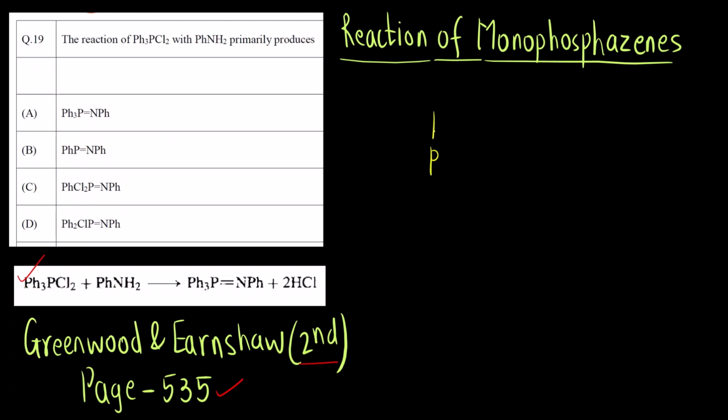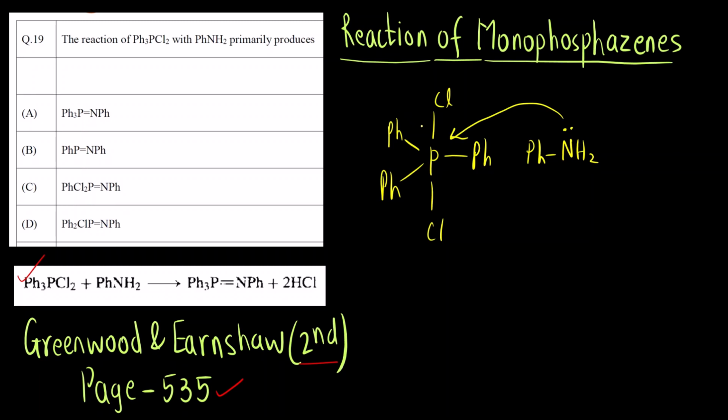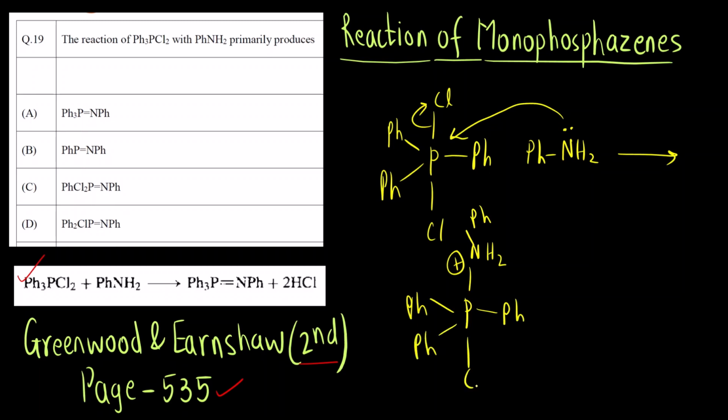So I can write down the structure of PPh3Cl2 and I have PhNH2, that is aniline. Now this nitrogen has a lone pair, so it can form a substitution reaction. This will attack. Cl will go away as a leaving group. So what we will get? We will get Ph3P-NH2Ph. Nitrogen gets a positive charge since it has formed 4 bonds, with Ph, Ph, Ph and Cl.